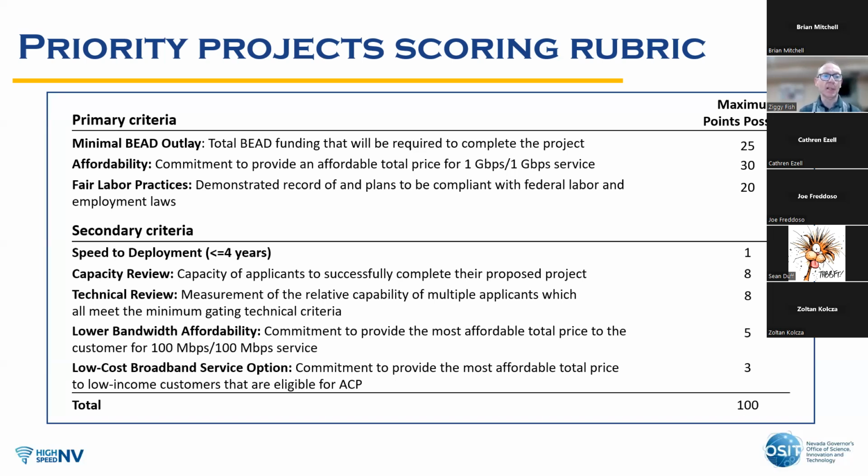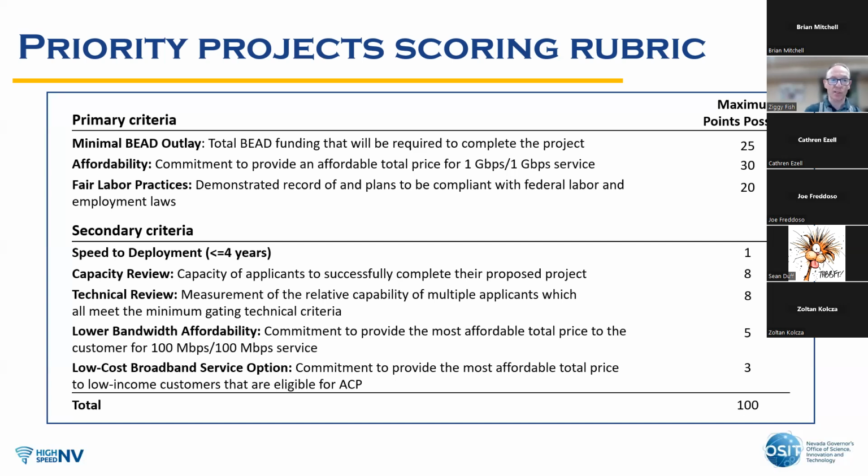But there are also some, especially the scoring piece, that will differ from project to project. So minimal BEAD outlay, that's the total funding that will be required to complete a project. Affordability relates to a commitment to have an affordable price for gigabit symmetric service. And then fair labor practices looks at your record and future-looking plans to be compliant with federal labor and employment laws. Those, as you can see, make up the bulk of the scoring that will be available.